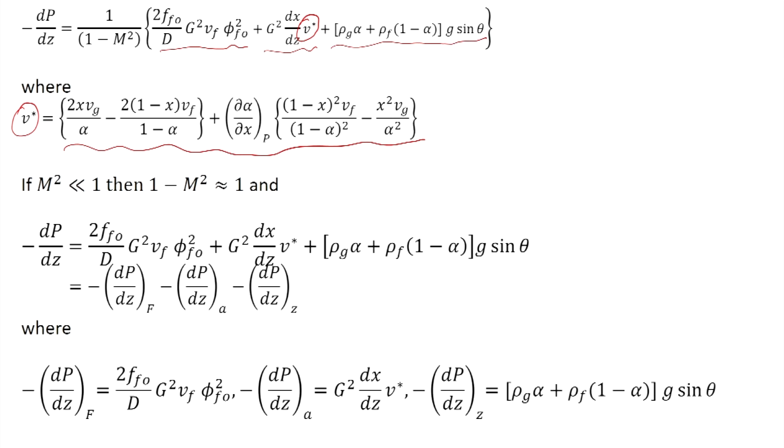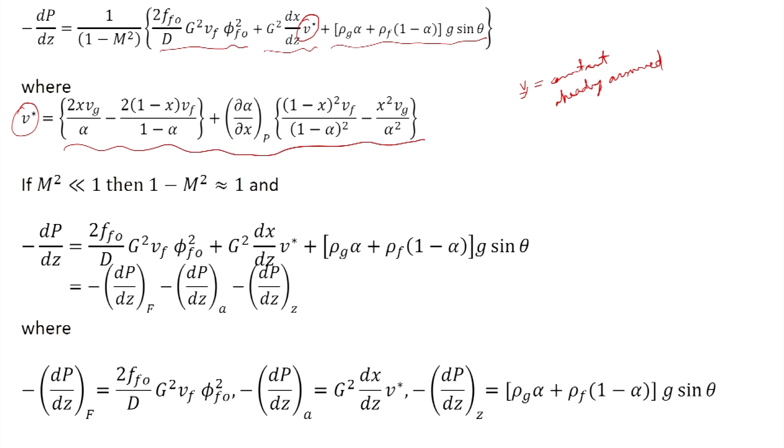Okay. Now, let us consider when m square is very small. Similar to the homogeneous model, this m square denotes the effect of compressibility of the vapor phase. So, if m square is very small, that means the effect of the compressibility of the vapor phase can be neglected. Note that we have already neglected the compressibility of the liquid phase. So, v_f has been assumed as constant. So, while differentiating, we have not differentiated v_f.